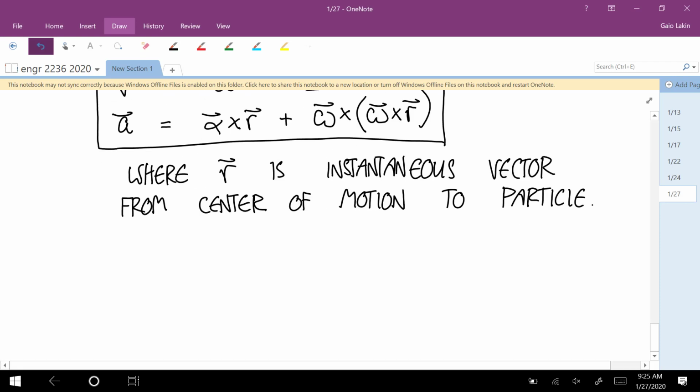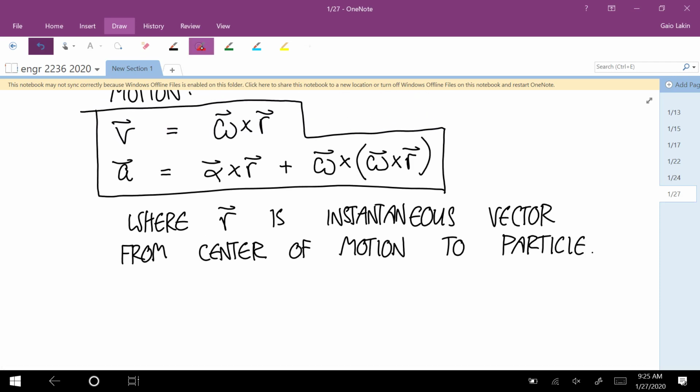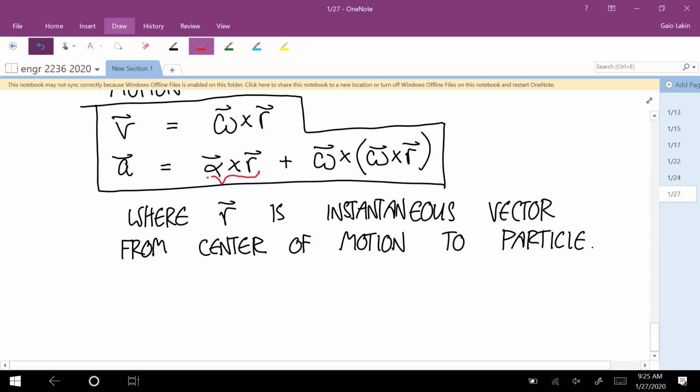So this is the tangential acceleration. And this is the centripetal acceleration. Yeah, you add them.